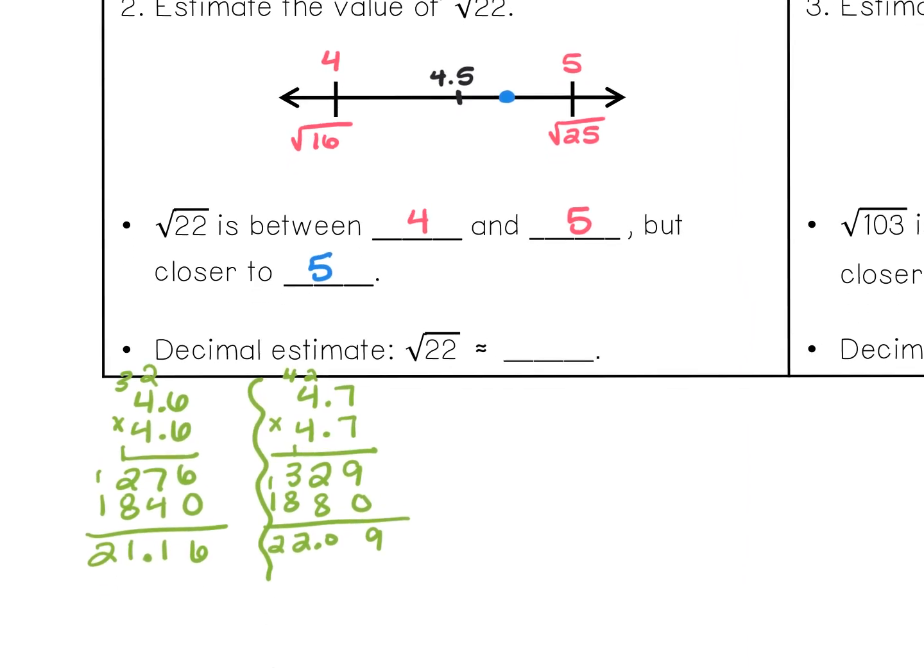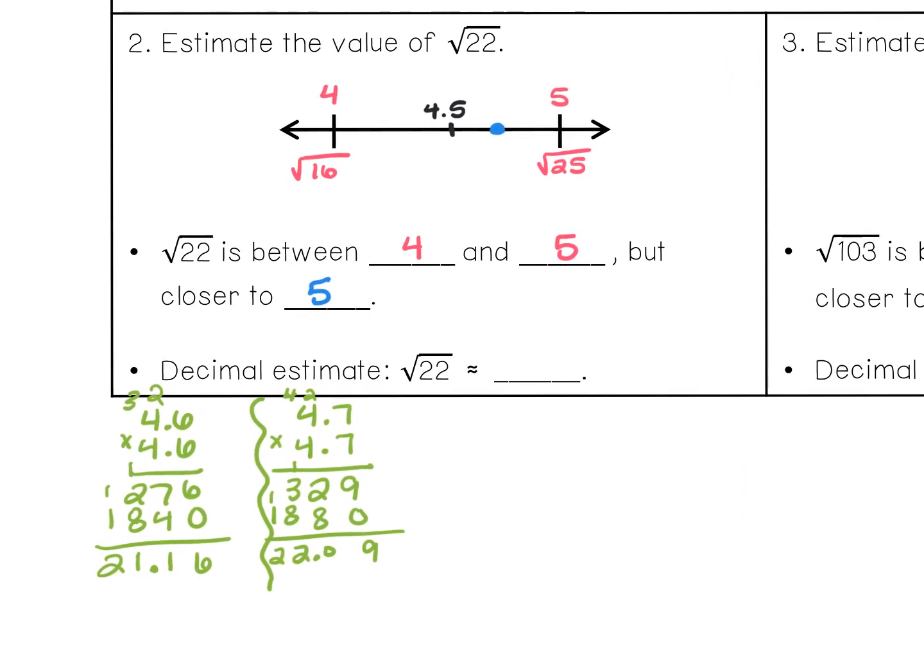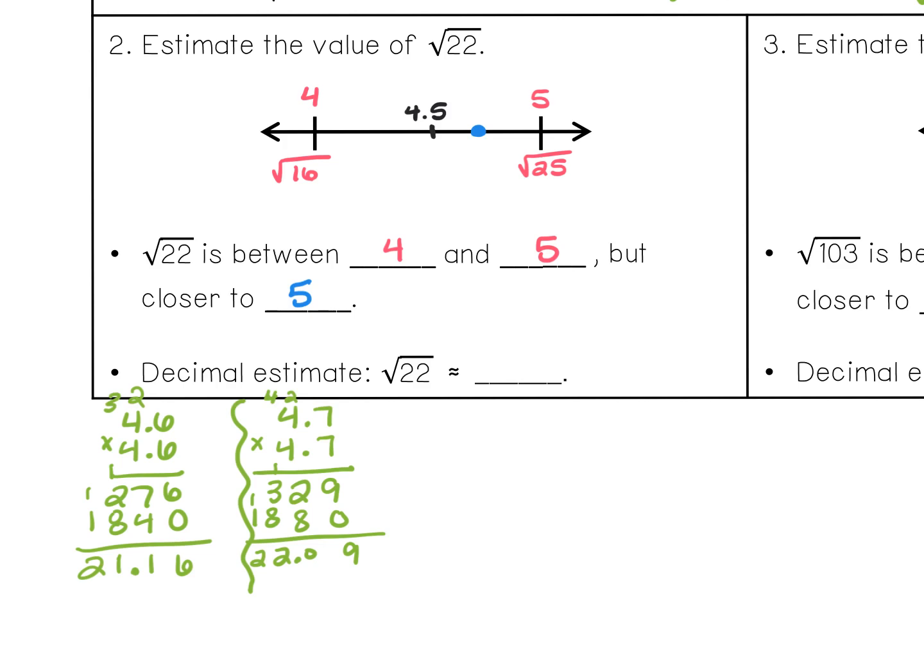So I need to decide which of these is closer to 22. Well, this is 0.09 above 22, and this is going to be 0.84 below it. So what's closer is 22.09, which means that the square root of 22 is closer to the number 4.7.